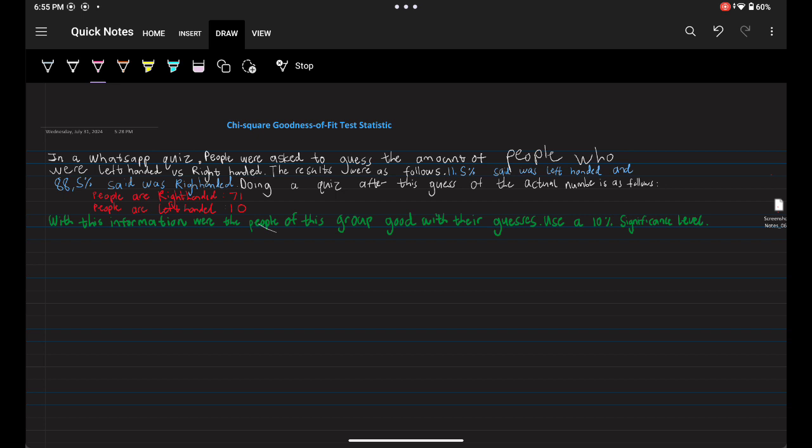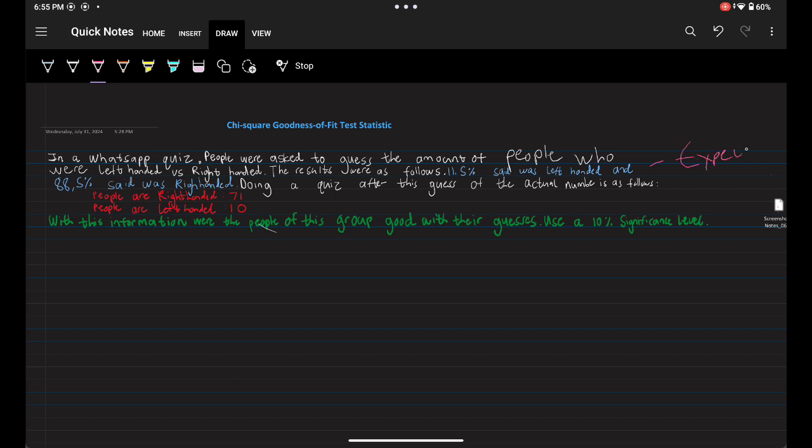In a WhatsApp group quiz, people were asked to guess the number of people who were left-handed versus right-handed. So they were asked, what do you think? How many people were right-handed and left-handed? The results were as follows: 11.5% said they were left-handed and 88.5% said they were right-handed. So this is what they thought. This is the theory. This is the expected.